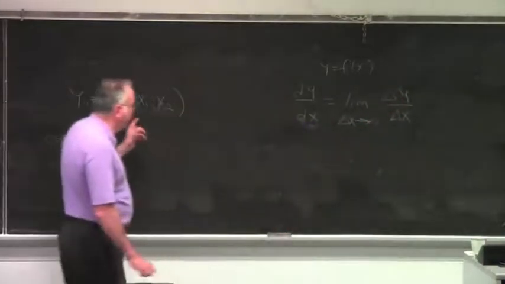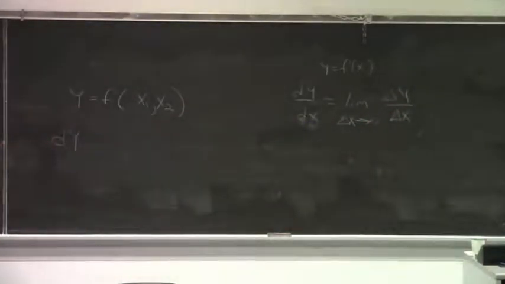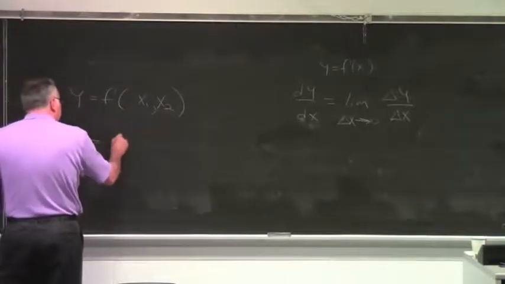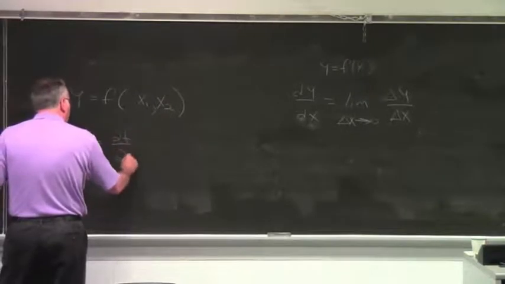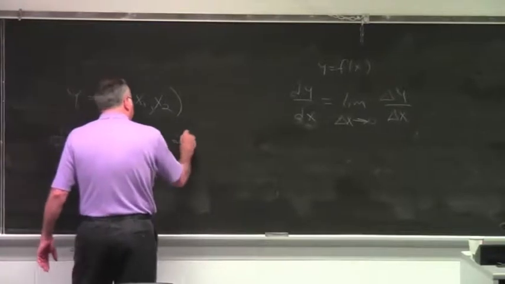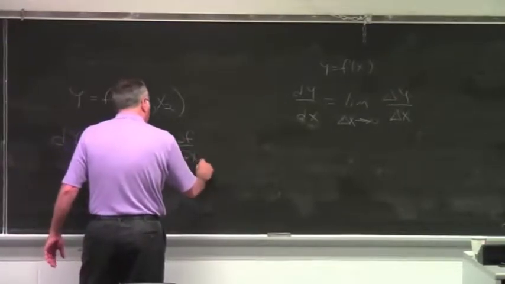But now dy by itself is just the change in y. But it's not with respect to x1 or x2. It's just the total change in y. Okay. And yes, it's important to understand this intuitively. Now the formula, you should just memorize this formula for this case right here. It's partial f partial x1 dx1 plus partial f partial x2 dx2.